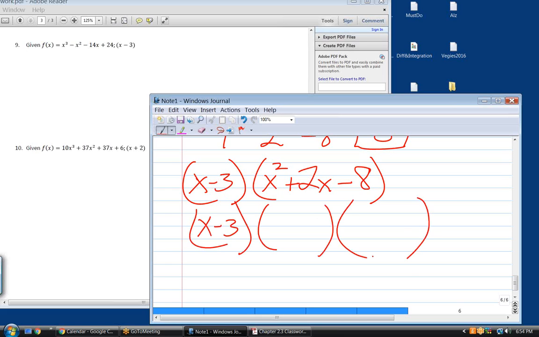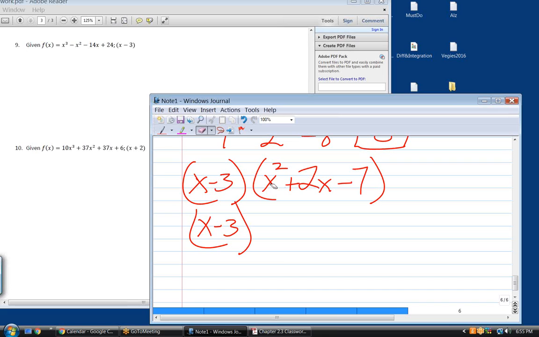And then a factor of that would be negative 4, and positive 2, negative 2. There you go. So your three zeros are 3, negative 4, and positive 2. Now, let's say that that's a 7. That's where we're at, in other words.